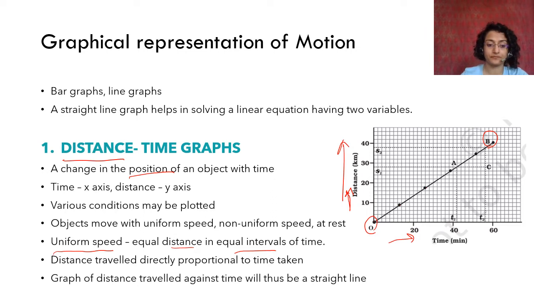And in this graph, where the distance is directly proportional to the time taken, where it is uniform speed or uniform velocity, the graph of distance traveled against time will be a straight line. Okay, directly proportional, uniform speed, straight line. You have to remember uniform speed, straight line with distance and time, because in uniform speed, distance is directly proportional to time.